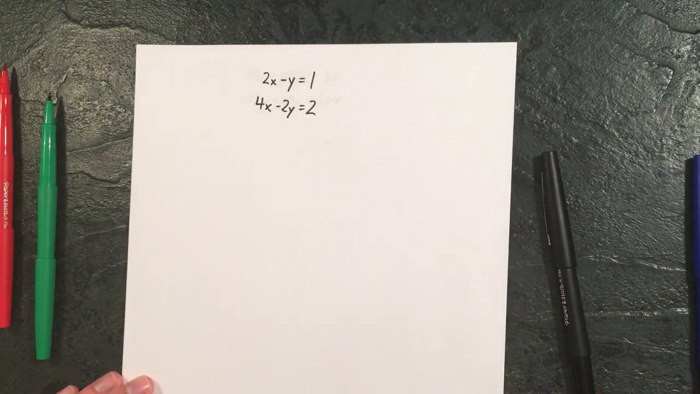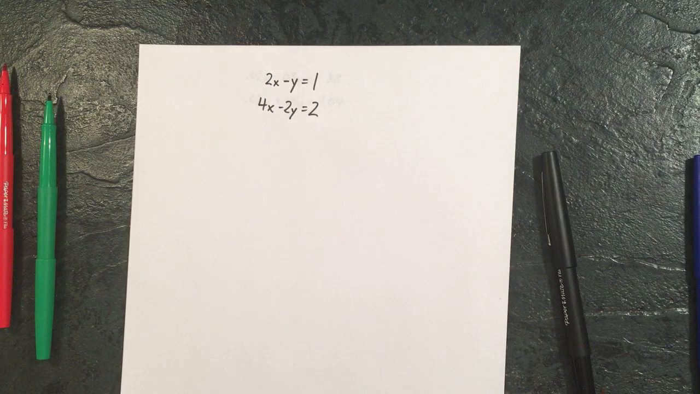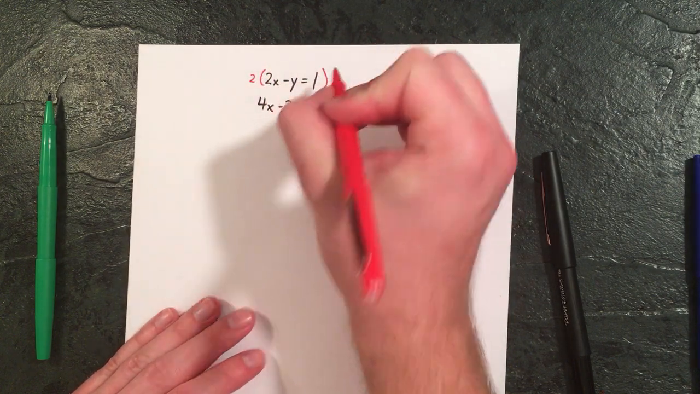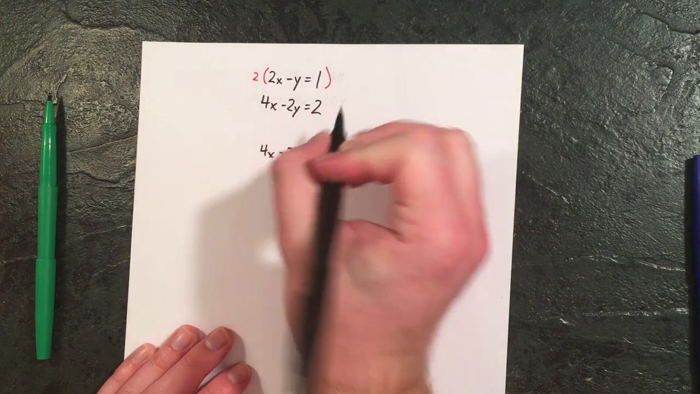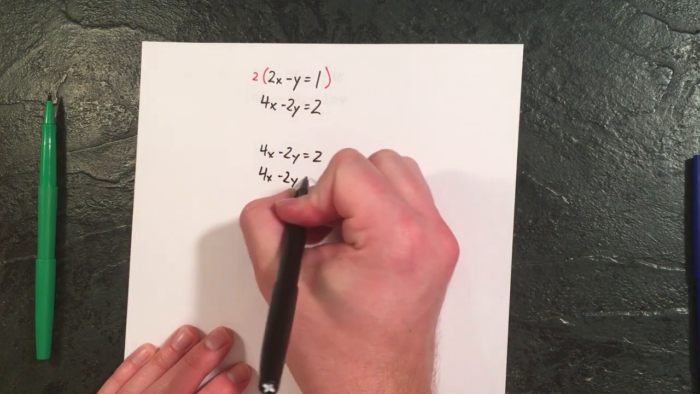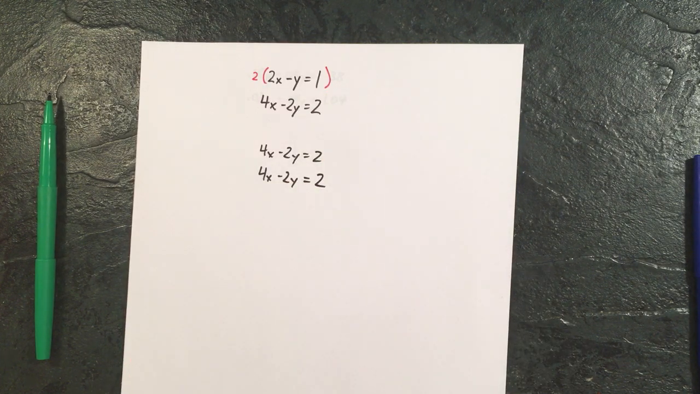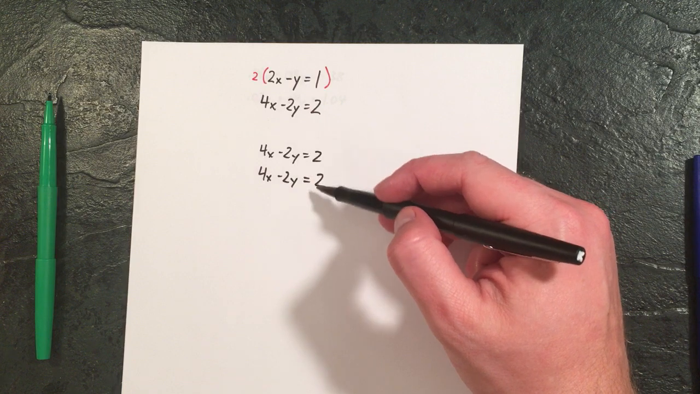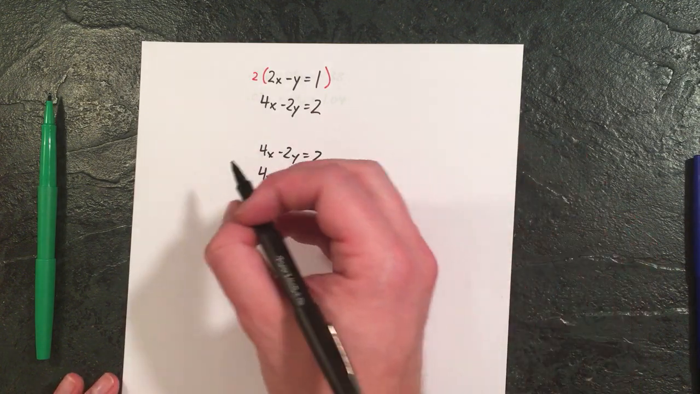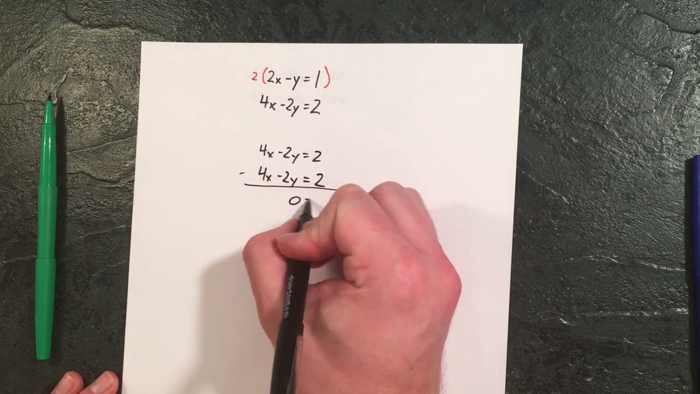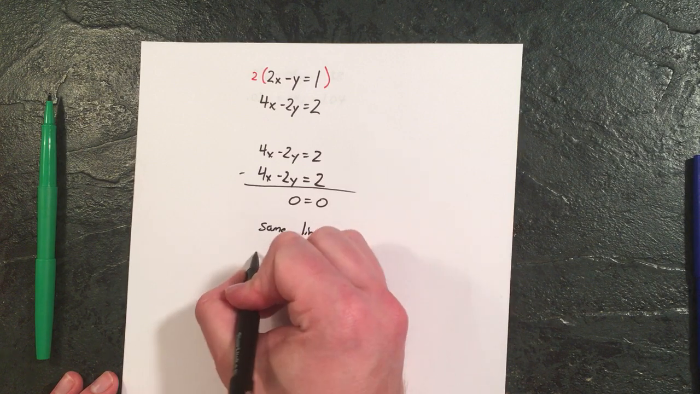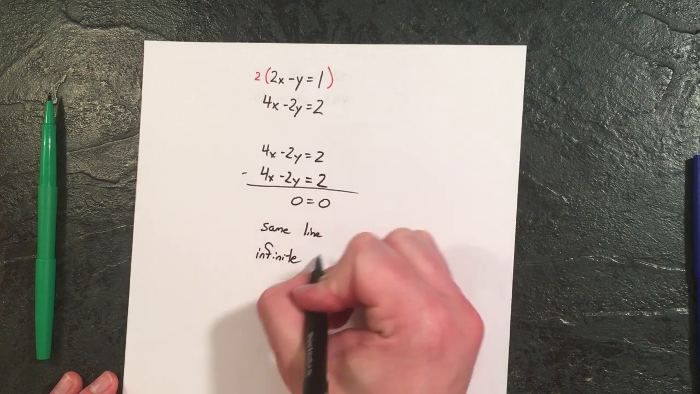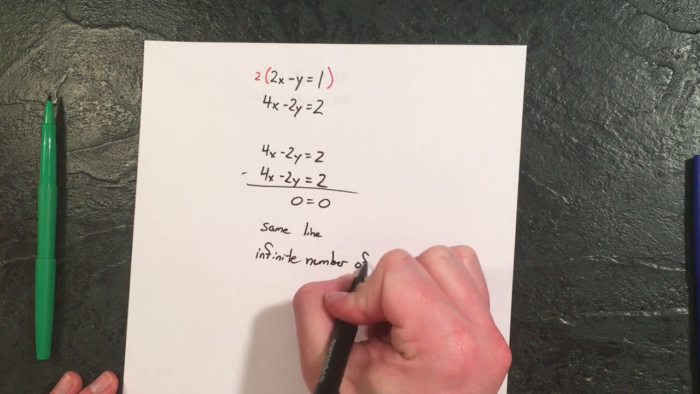Great. Almost near the end. 2x minus y equals 1 and 4x minus 2y equals 2. Let's take that first one, multiply by 2. And you can see after multiplying it by 2 that these are literally the same exact thing. So if we did subtract them here, we're getting 0 equals 0, which means this is the same line. And there are, in fact, an infinite number of solutions.